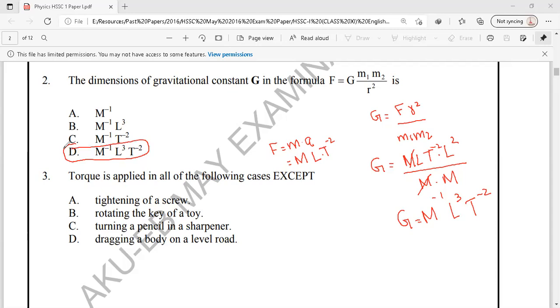Question number 3, the torque is applied in all the following except for the one. So there are applications of turning effect in these options except for the one. So tightening of a screw is the application of torque, rotating a key of a toy, similarly turning a pencil in a sharpener, it is also the application of torque. So correct option is D for question number 3. Dragging a body on a level road does not have any torque there. So the correct option is option D.